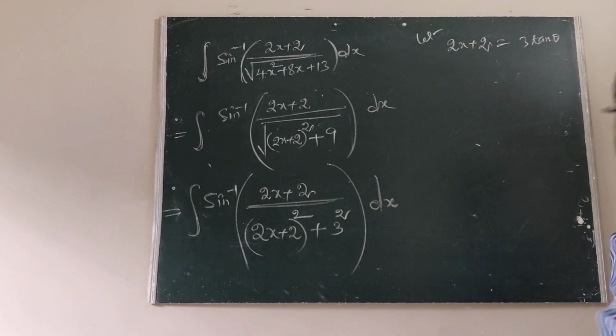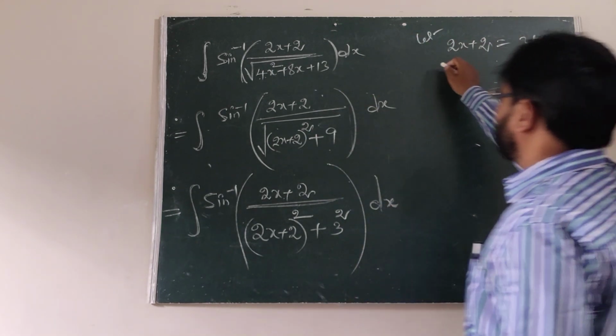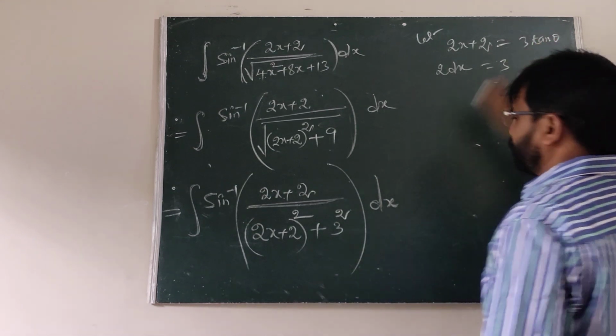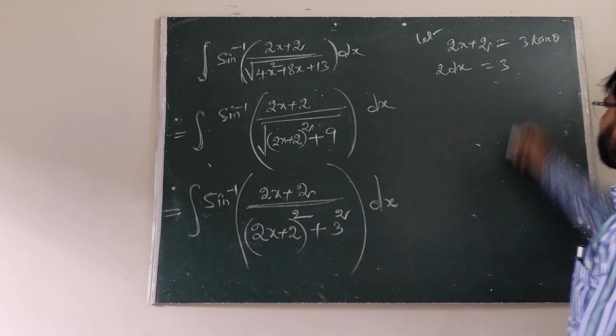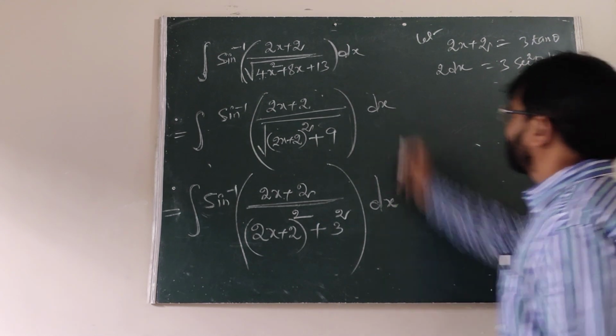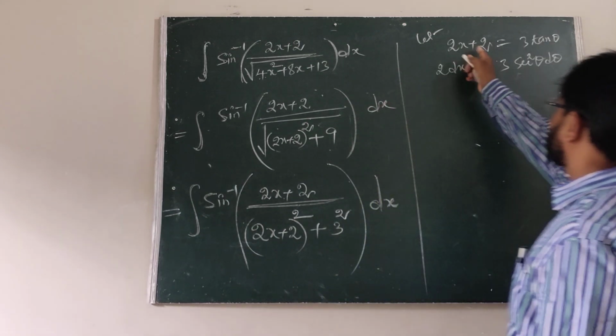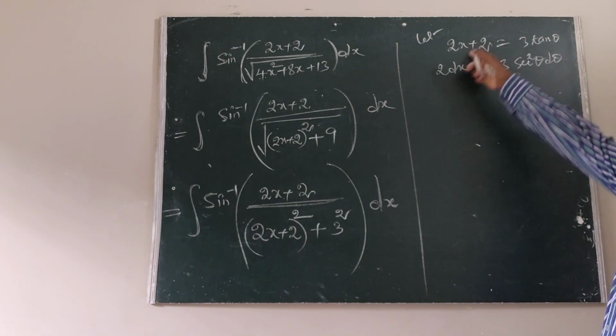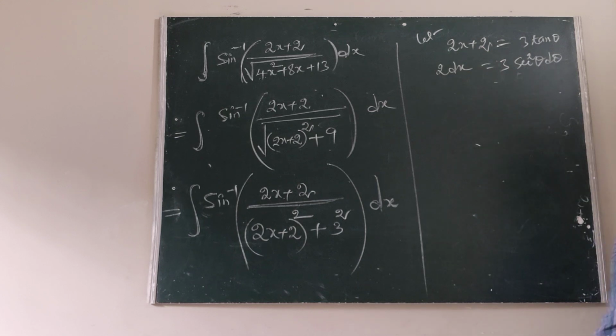3 tan theta. Therefore now 2 dx equals 3 times the derivative of tan theta, which is secant square theta d theta. Is it clear? The 2x plus 2 we are taking as 3 tan theta. Therefore 2 dx is 3 secant square theta d theta.